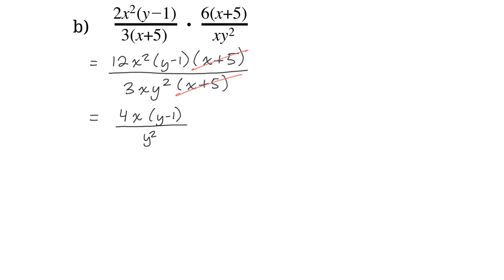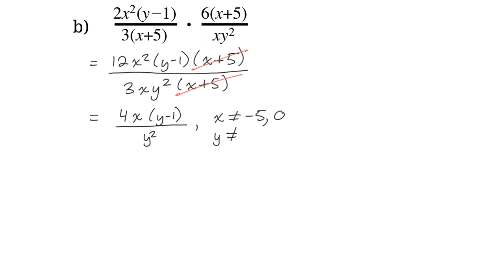But we do need to state our restrictions on our two variables. So our two variables are x and y. And looking at our original expression, when x plus 5 is equal to 0, if x is equal to negative 5, that will make this whole denominator equal to 0, so x cannot be equal to negative 5. But on this side, we also have another x. So if x is 0, that denominator is equal to 0. So x cannot be 0 as well.